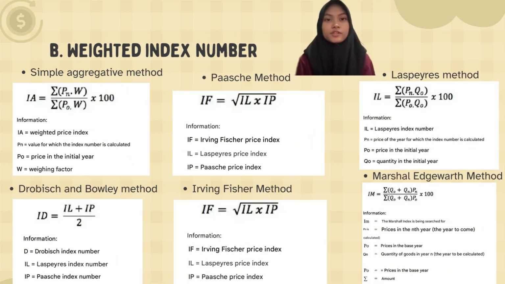Then the second is regarding formulas for weighted index numbers. As seen in the following image, here there are six types of formulas. The first one, the simple aggregative method. Then the second, the Paasche method. Then the third, the Laspeyres method. Then the fourth, the Drobisch and Paasche method. Then the fifth, the Irving Fisher method. And the last, the Marshall Edgeworth method.